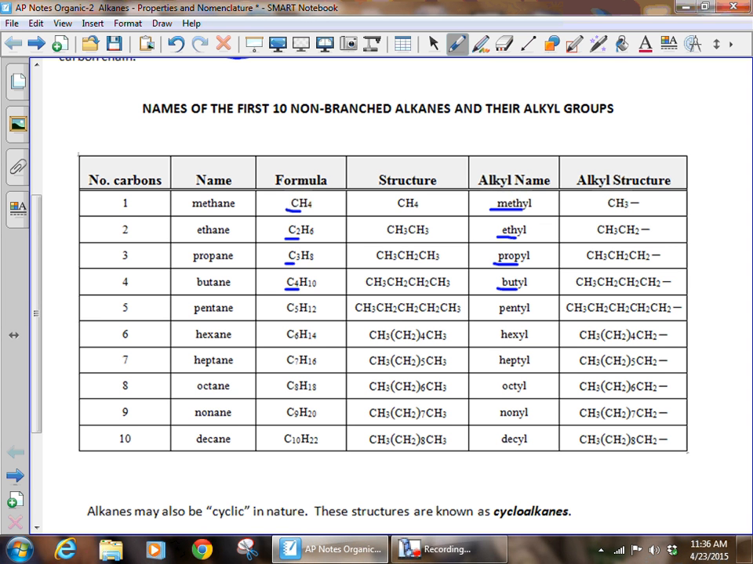So when we have these carbons, they exist in long chains and they have hydrogens attached to them. And we're going to look at the structures a little more in depth here in just a moment. But this table just kind of puts a lot of it together.